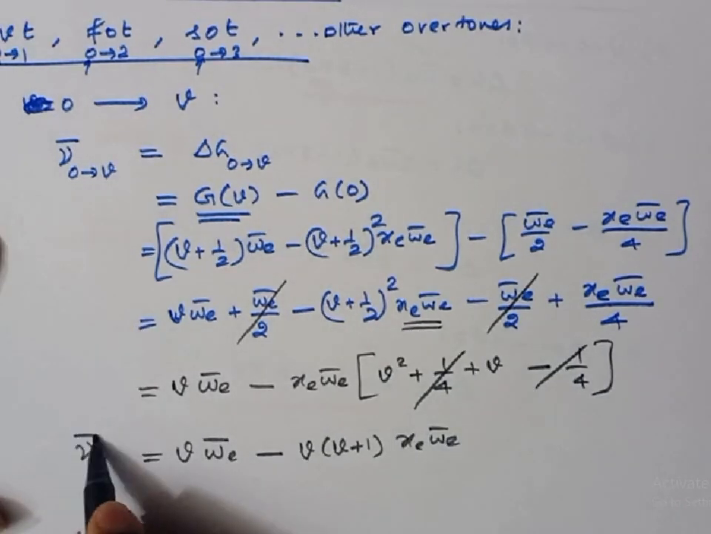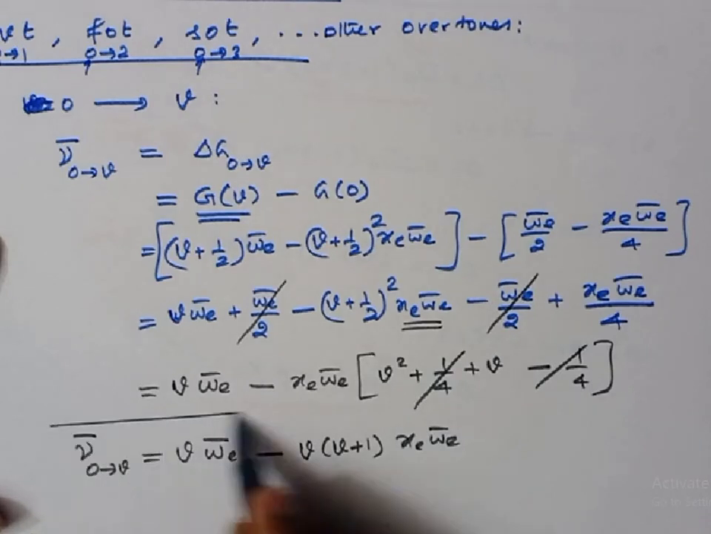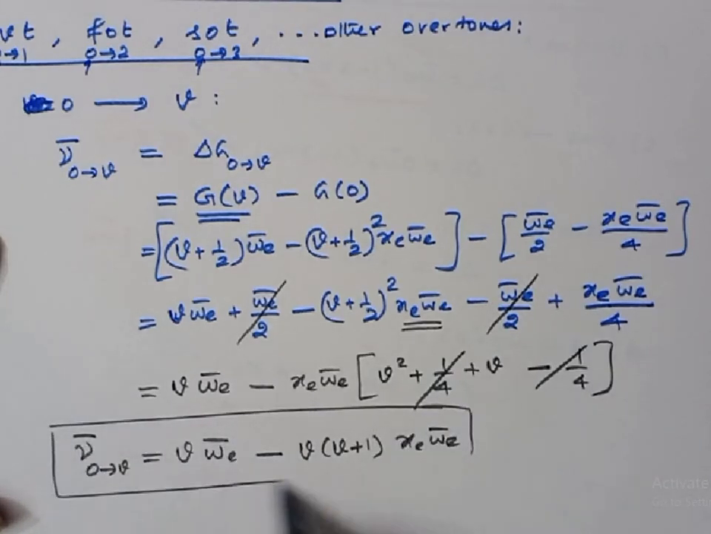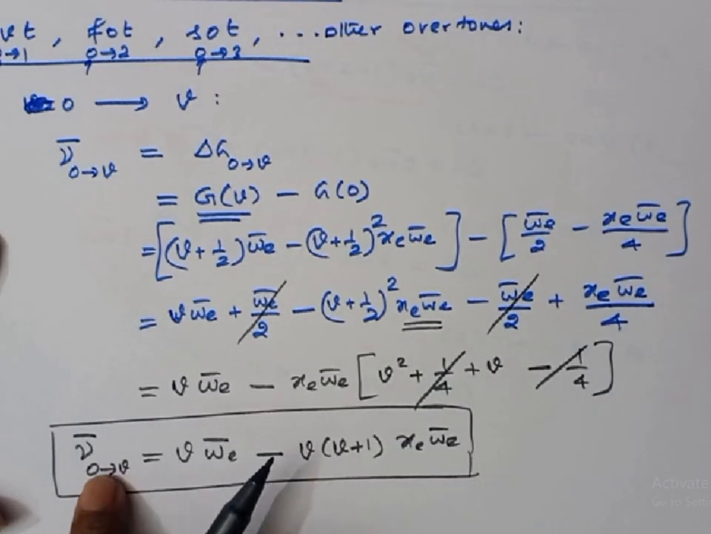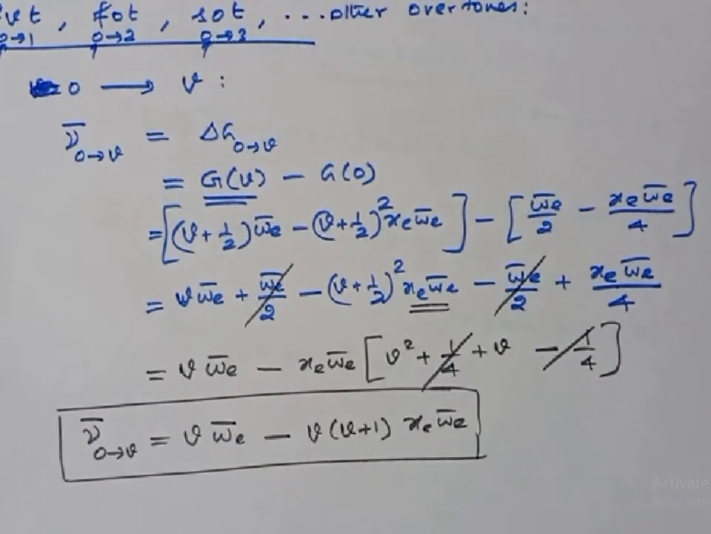Okay, this is the general expression for the frequency of radiation that is absorbed for 0 to V transition, for any 0 to V transition. This is the general expression.